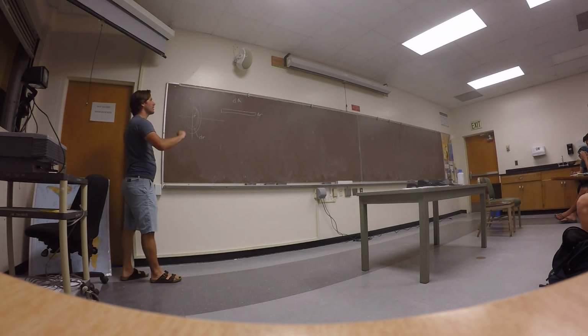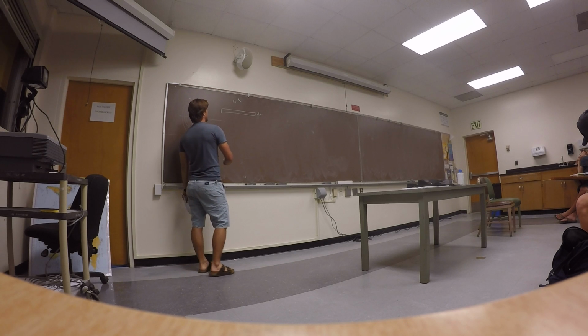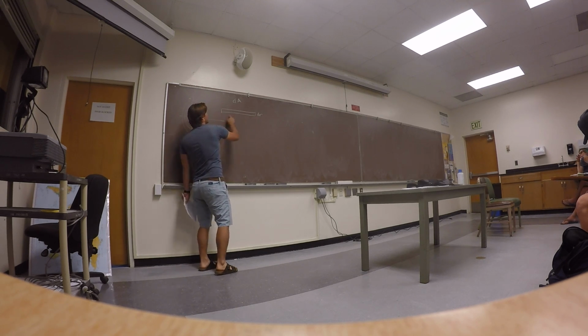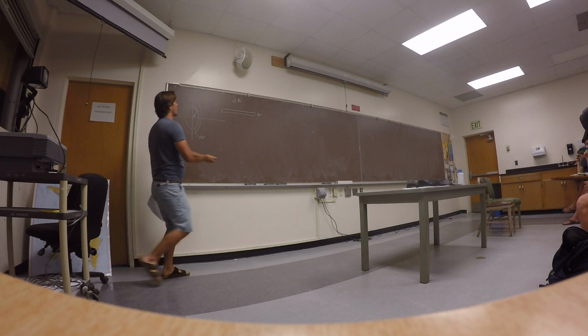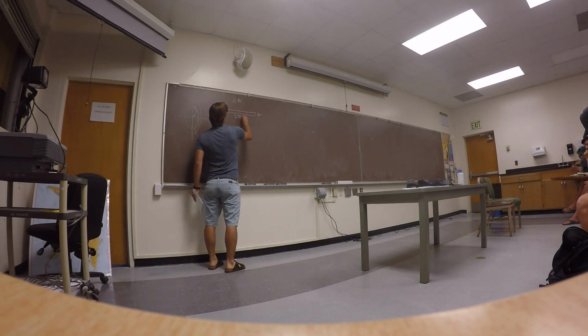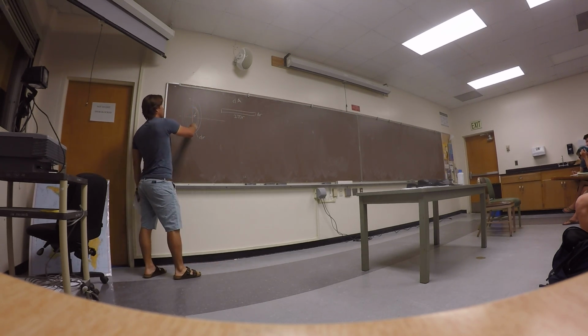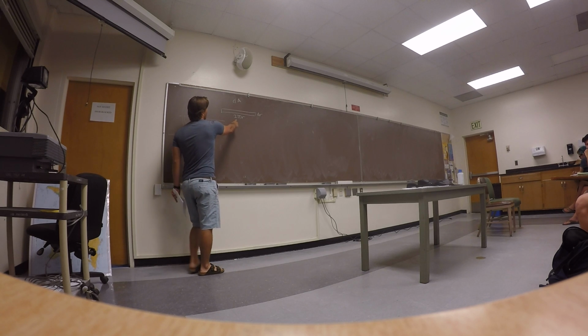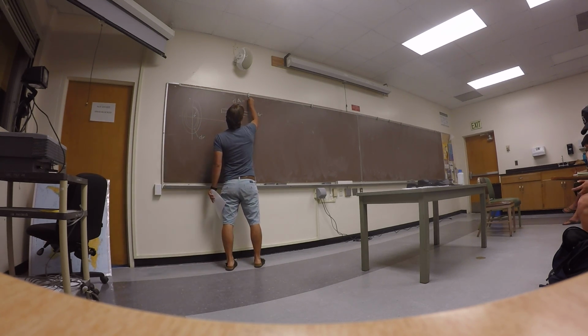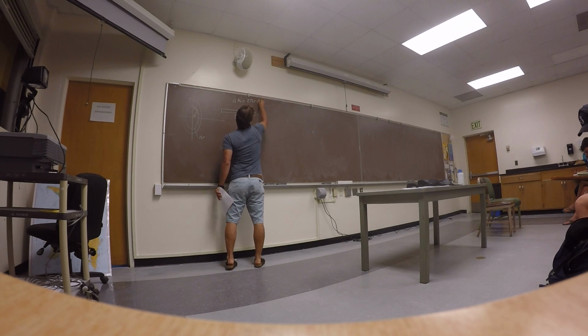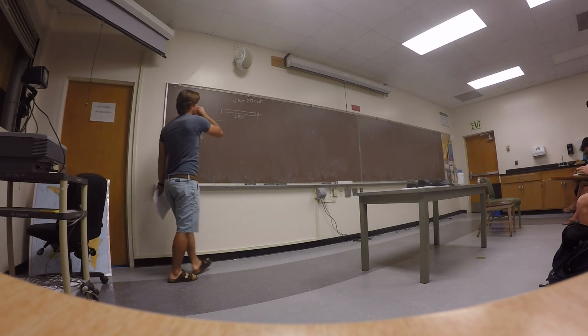If I want to calculate the area of this little disk, it's dr, and what's the length of this side of the disk? 2 pi r. That's the circumference of this disk, right? So dA, the area, is going to be equal to 2 pi r times dr. That's the area of that disk.